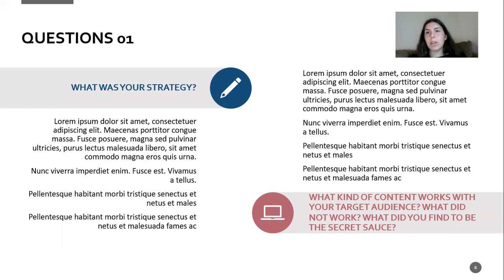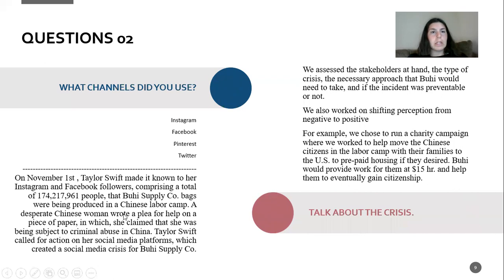So by the end of the simulation, what I actually ended up doing is going back and taking all of the images that did really well and reposting them with the same caption and targeting them towards specific audiences, which saw incredible success and were kind of that secret sauce for me in my simulation. So we used Instagram, Facebook, Pinterest, and Twitter.